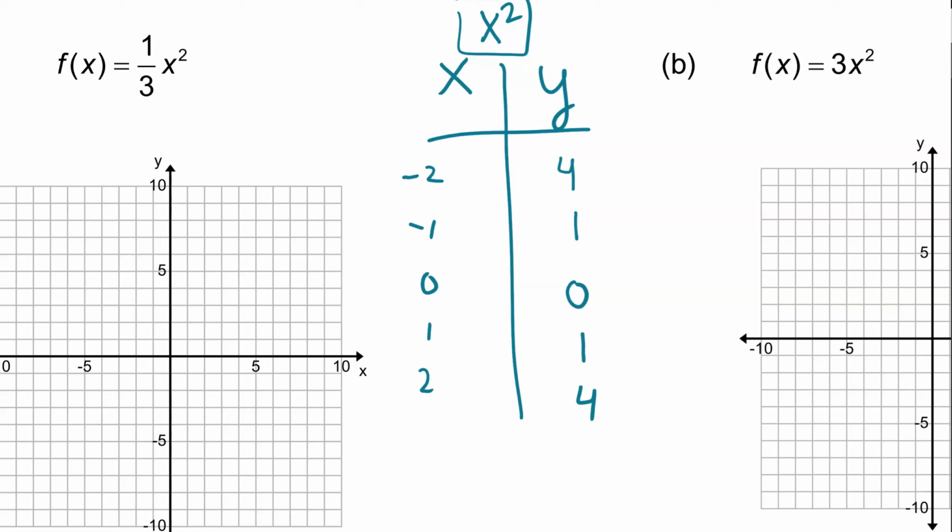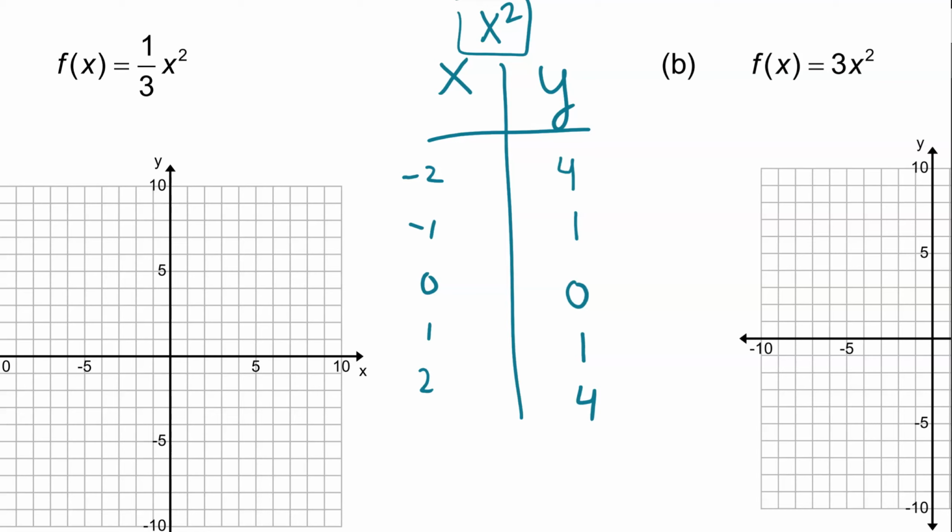These are the parent functions. This is where you start. Then we're going to transform them, whether that is a translation, moving it side to side, up and down. Maybe it's a reflection, so I'm going to take the points and flip it across the x-axis. Or here, we're going to have a dilation.